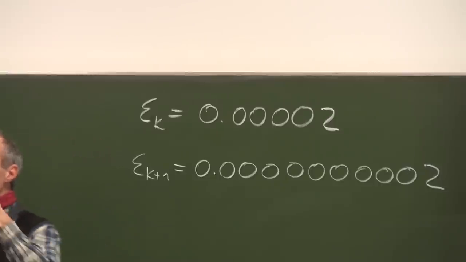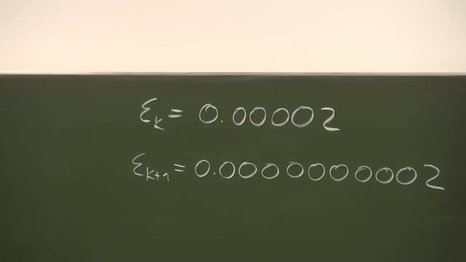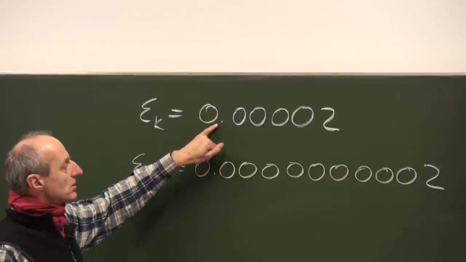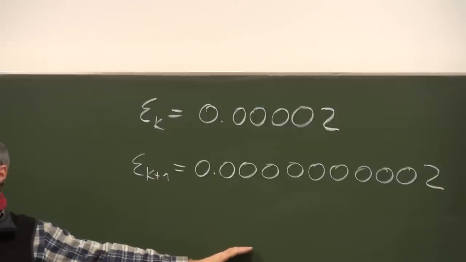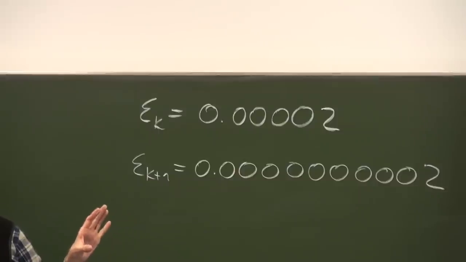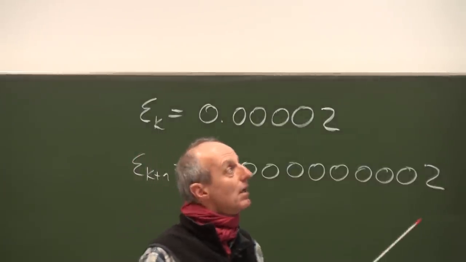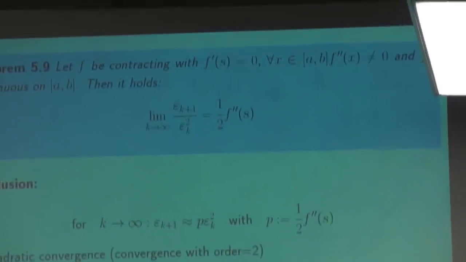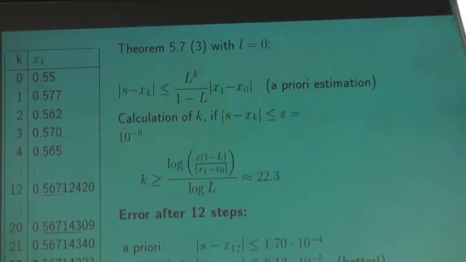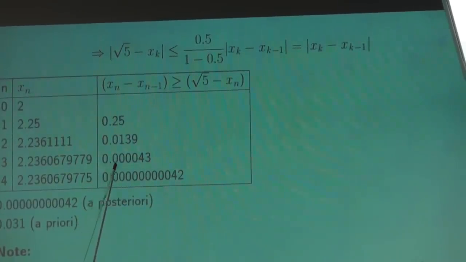We don't gain one digit per step or even two digits. No, we have an exponential increase of the number of digits behind the comma. So if we have 5 digits here, 10 digits here, then in the next step we have 20 digits. That's extremely fast convergence. And that's what we get if this assumption holds. That's the reason why in this example, look here, 1, 2, 3, 4, 5 digits, 2, 4, 6, 8, 10 digits. That was exactly the situation here. And so we know that after 5 steps, we would have 20 digits.